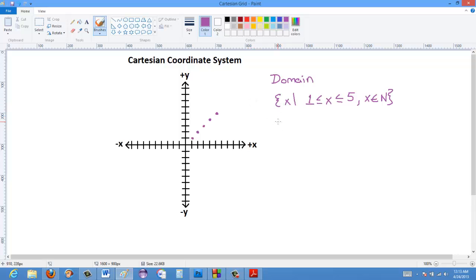Similarly, for the range, we can say the same thing. y is a set such that y is greater than or equal to 1 and less than or equal to 5, such that y is an element also of the natural number set. Okay, now that's pretty much it for domain and range.